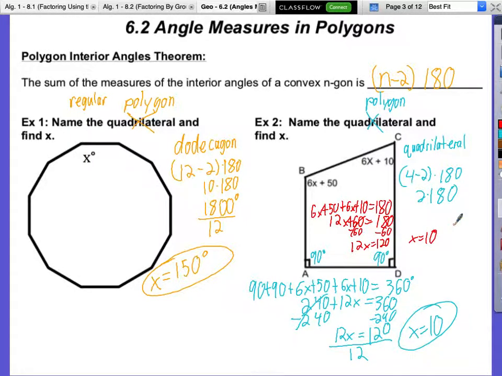But you still have to finish the thing out. Well, what did it say to find? Find x. Oh, did we finish it out already?